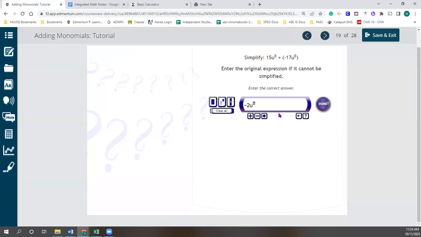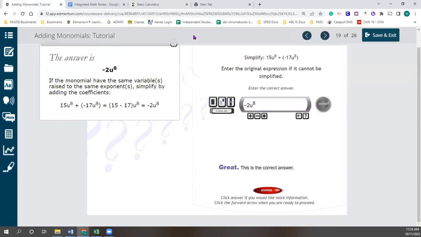Notice how it is up there tall. If I do not do that, and I just put 8 there, it will say it's wrong. So I have to click on the exponent button and put the 8 in like that. And it explains it. 15 plus -17, u8. 15 minus 17, which is the same as saying plus -17, is -2, 8, u8.